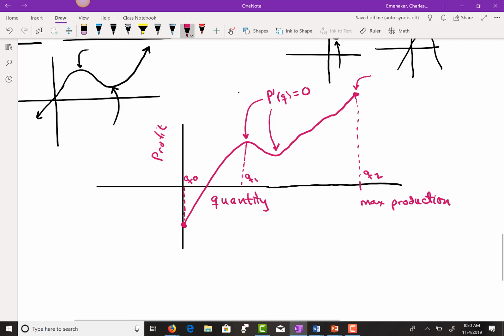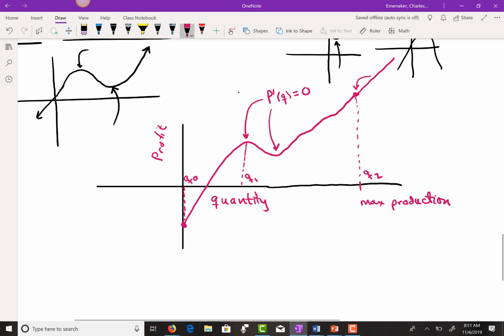This endpoint will not turn up with the derivative being 0, because remember, this is a limit that we've imposed. This is imposed because of machinery or resources or other things, isn't it? That is not a location where the derivative is going to be 0. Does that make sense?